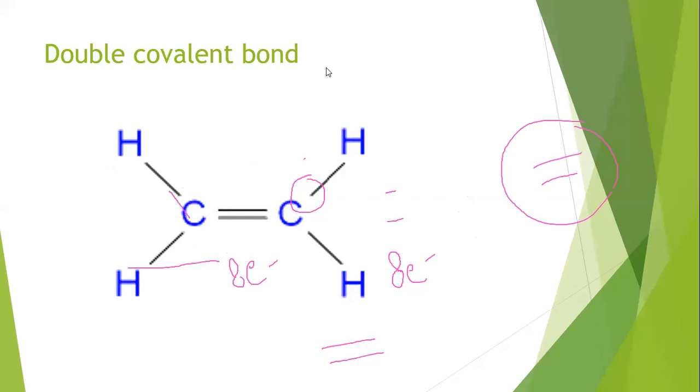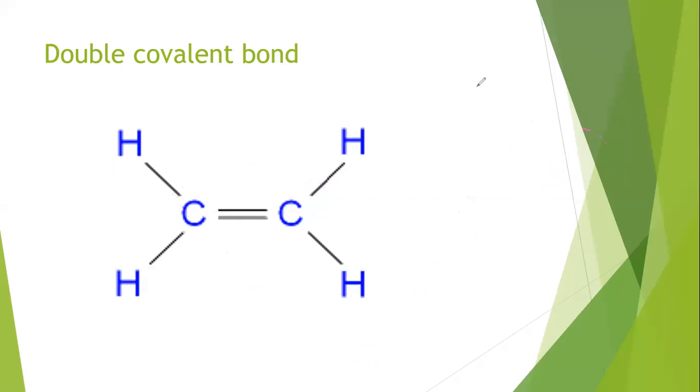Here we have another example of double covalent bond, of ethene. Carbon has 4 electrons in its outermost shell and hydrogen has 1 electron in its outermost shell. So each hydrogen atom shares its 1 electron. Carbon shares its 1 electron with each hydrogen atom and 2 electrons with the other carbon atom at a time. Here you can see there are 1, 2, 3, 4, 4 single bonds and 1 double covalent bond.